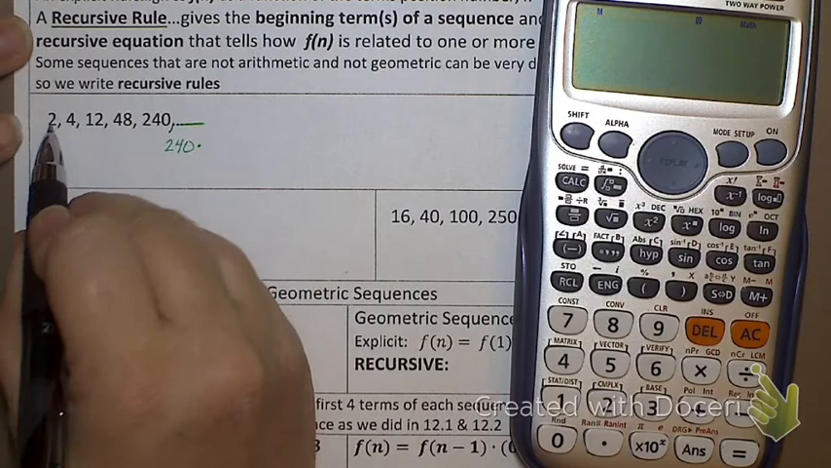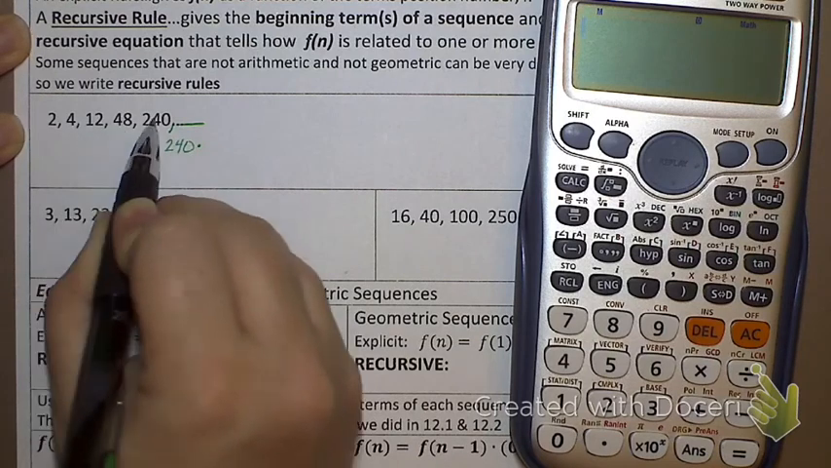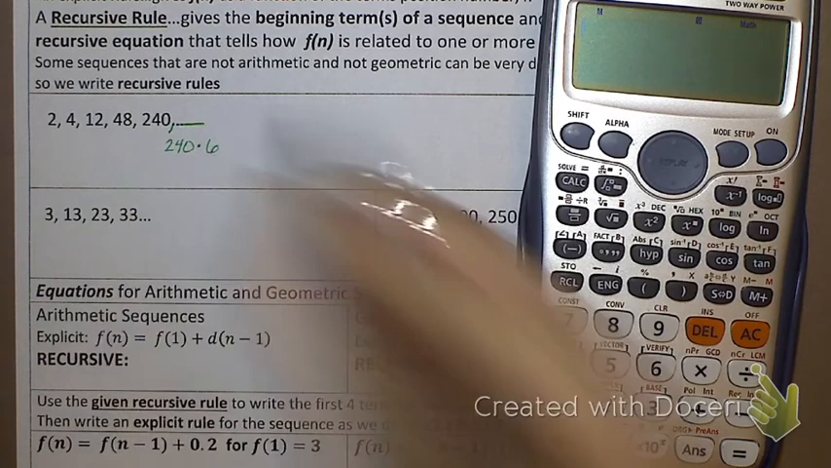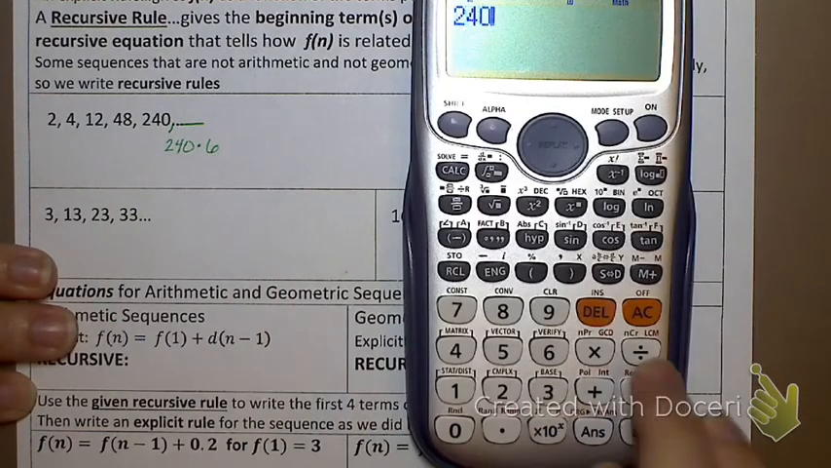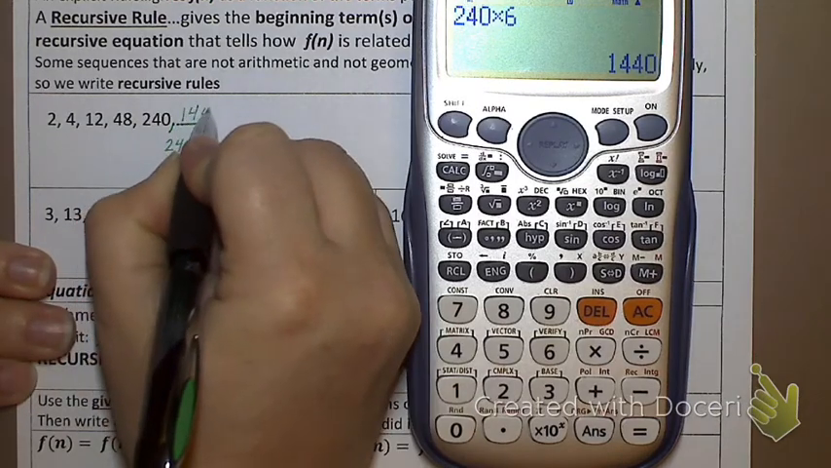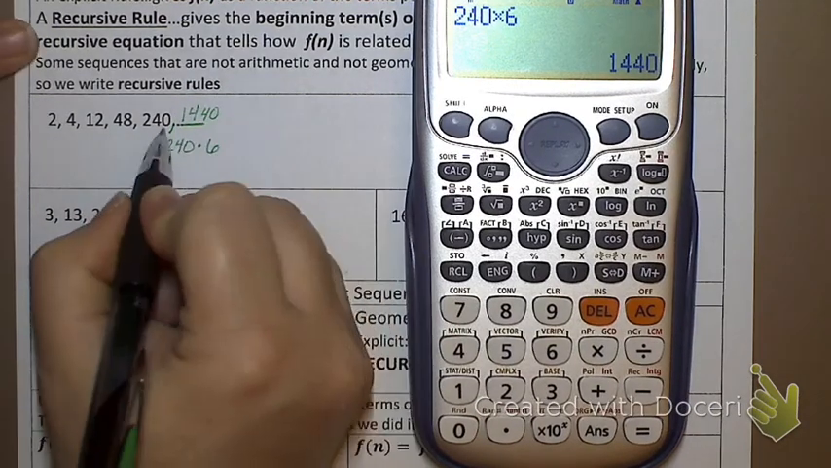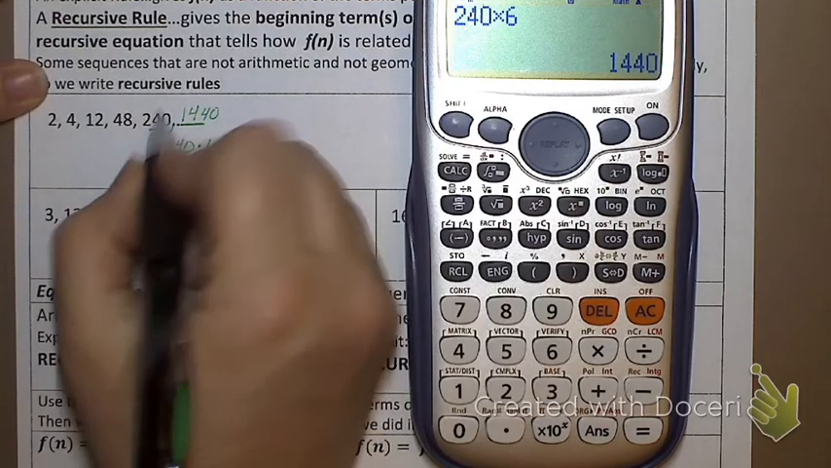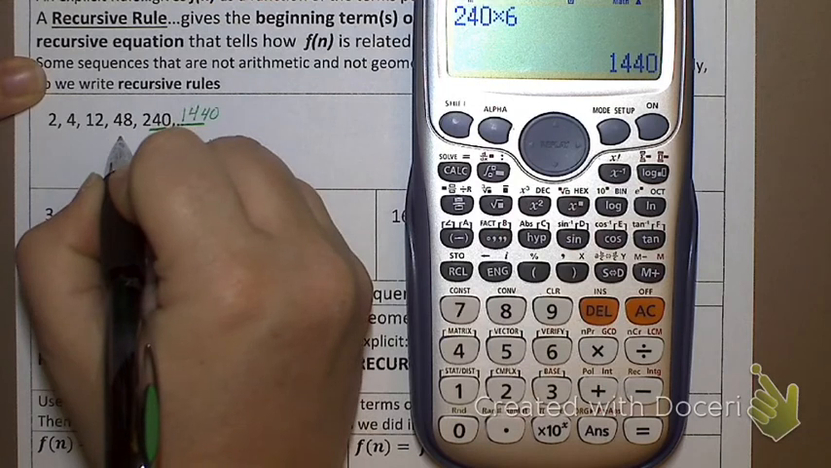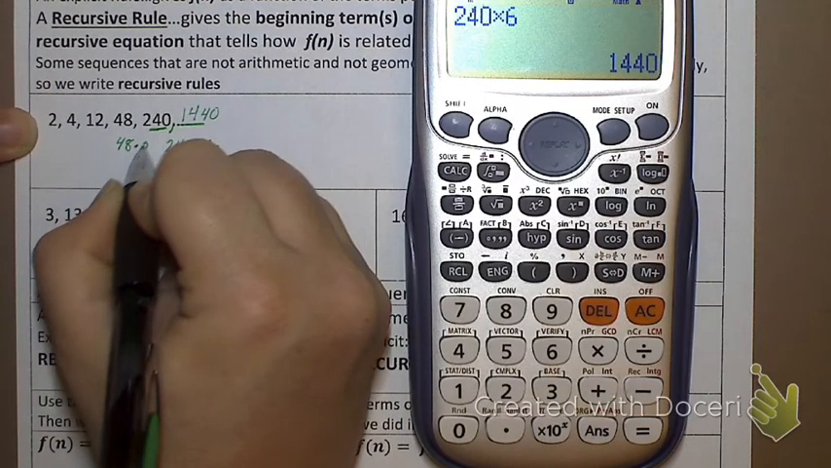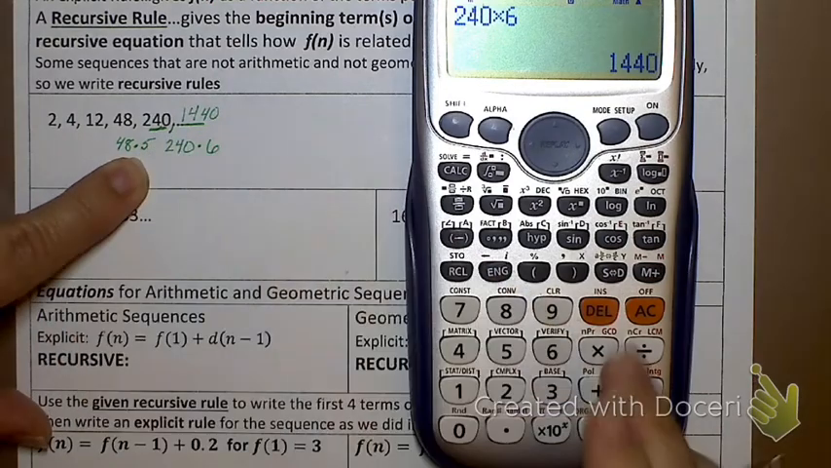So if I'm trying to find the 1, 2, 3, 4, 5, 6th term, I take the previous term and multiply it by 6. Let's see, 240 times 6. That would imply that this next one is 1440. So if I was looking to find the 240, say I didn't know that that term was 240, I would do what? I would take 48 and multiply it by what? 1, 2, 3, 4, 5. And that should be 240.